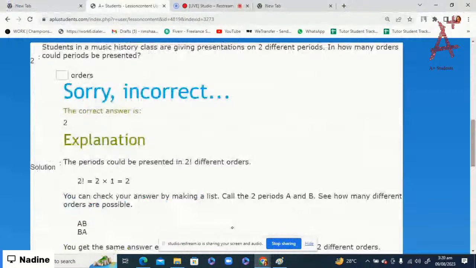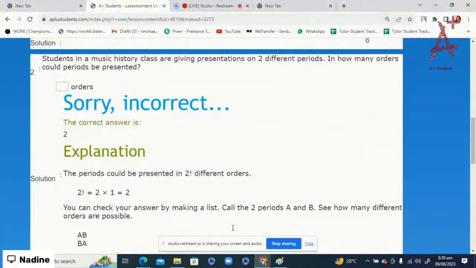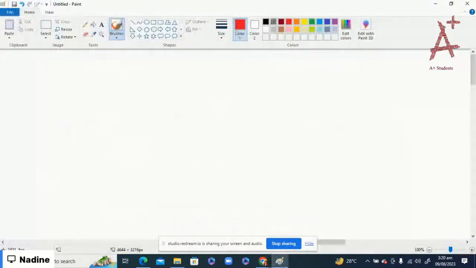Okay. Students in a music history class are giving presentations on two different periods. In how many orders could the periods be represented? What is the total number of periods? That is two. 2 factorial. Okay. How can we solve 2 factorial? Anyone? We already did this. How do we find 2 factorial? What's the answer for 2 factorial?